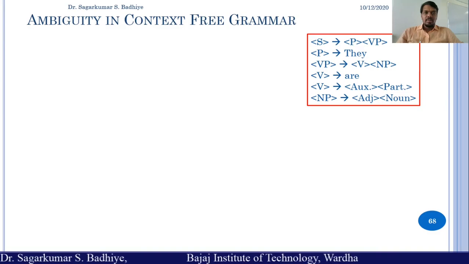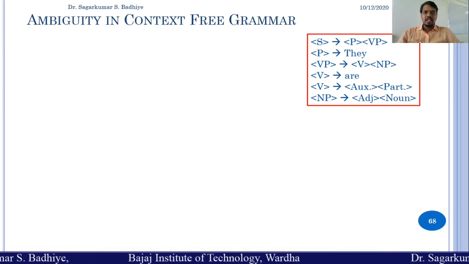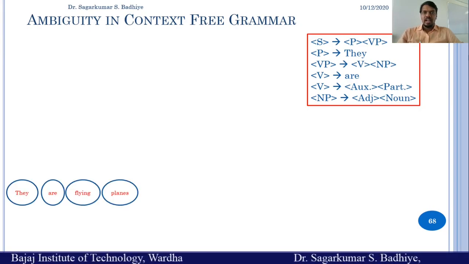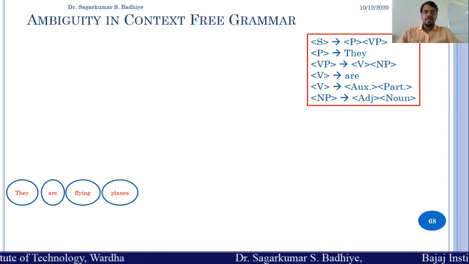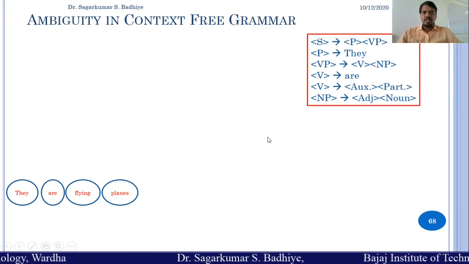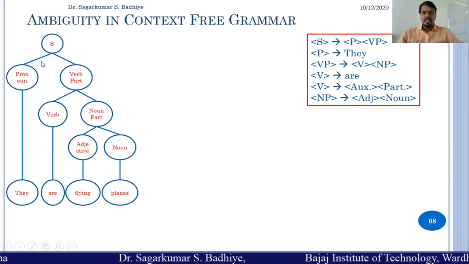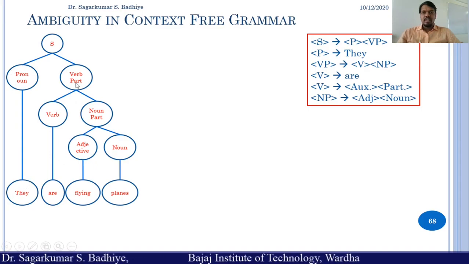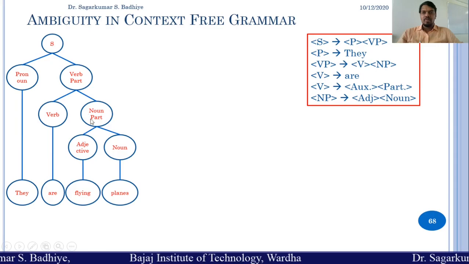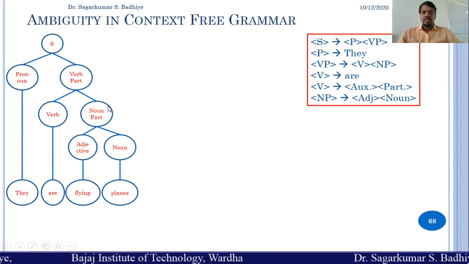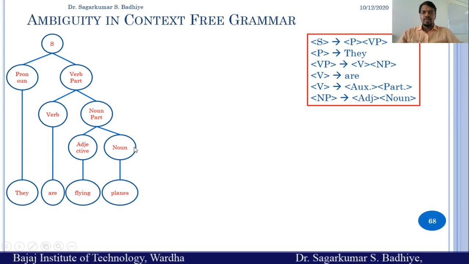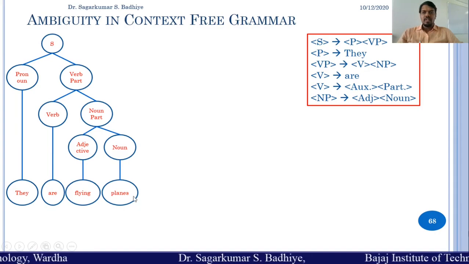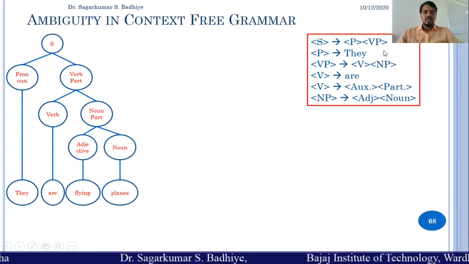So consider the given set of production rules to derive a particular sentence in English. Let us consider an example of a sentence: they are flying planes. This sentence can be derived by using the given set of production rules in the following manner. A sentence is made up of a pronoun and a verb part. Here the pronoun derives to they, whereas the verb part is derived as a verb and a noun part. The verb derives to are, and the noun part derives to an adjective and a noun, where the adjective is flying and the noun is planes. This is one way of deriving the sentence they are flying planes using the given set of production rules.